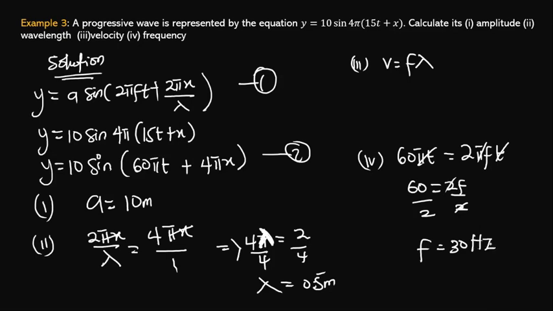We get our frequency to be 30 hertz. And now that we have the frequency to be 30, our velocity is 30 multiplied by 0.5, and that will give us 15 meters per second as our velocity.